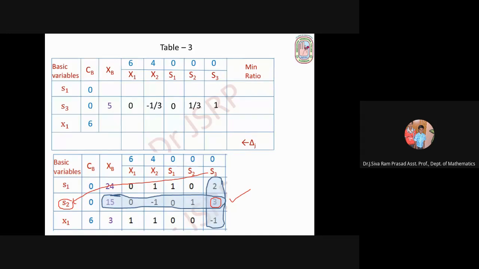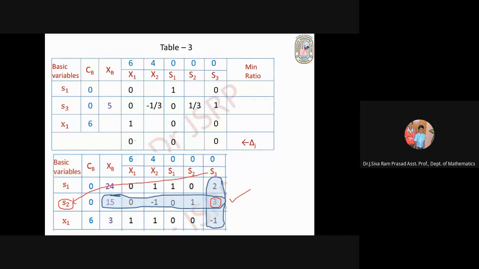Next, fill the basic variable columns with the corresponding unit matrix. S1 is in the first place, S1 column: first place 1, remaining zeros. So delta J value is also 0, since it is a basic variable. Next, S3 second place, S3 column: second place 1, already 1, remaining places zeros. X1 third place, X1 column: third place 1, remaining zeros.